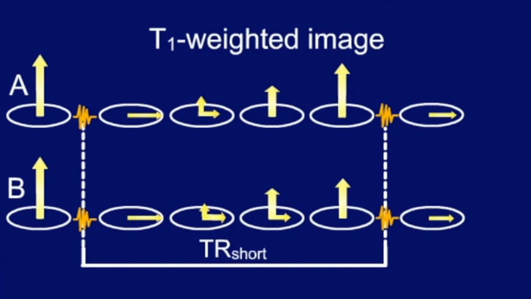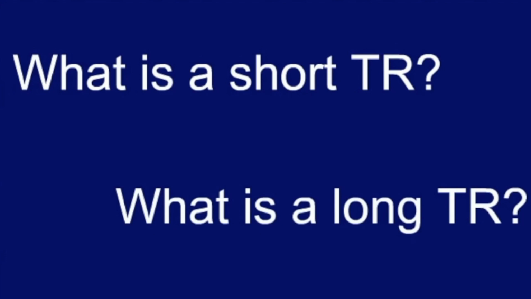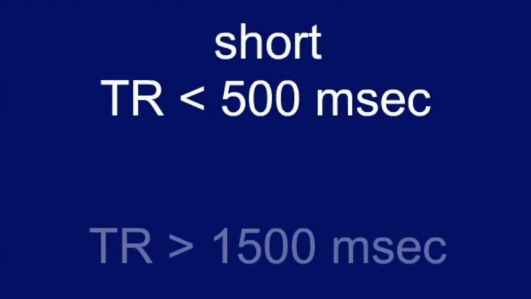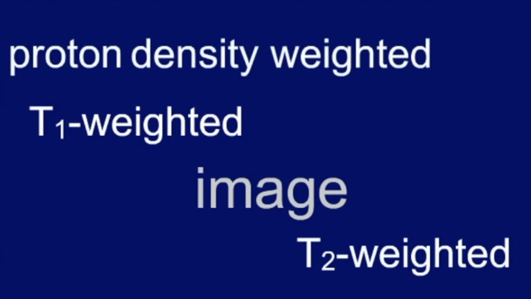However, there is always more than one parameter influencing the tissue contrast. In our example, T1 is just the most outstanding one. What is a short? What is a long TR? A TR of less than 500 milliseconds is considered to be short. A TR greater than 1500 milliseconds to be long. As you may imagine, or know already, we can not only create T1 weighted images, but also T2 weighted images, and so-called proton density weighted images.